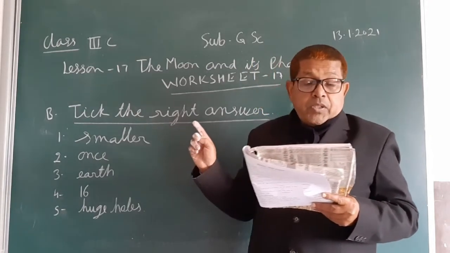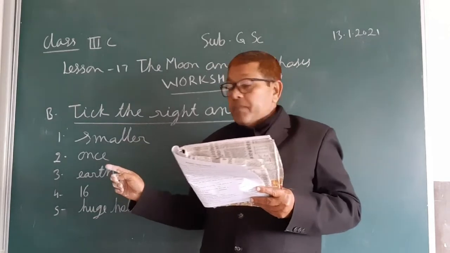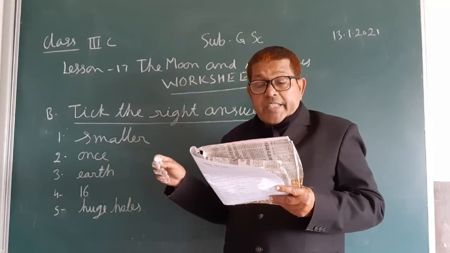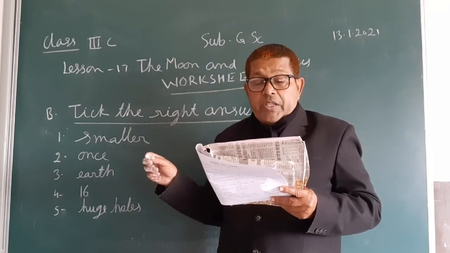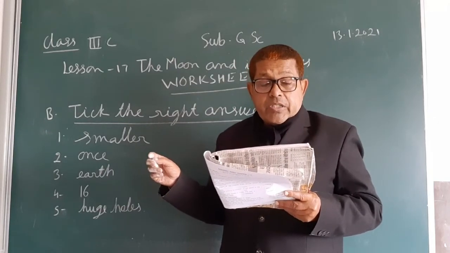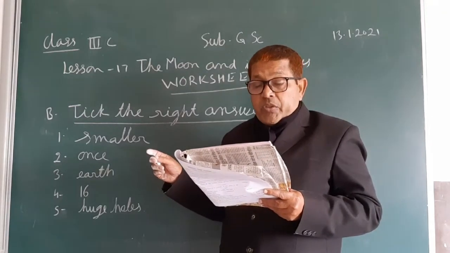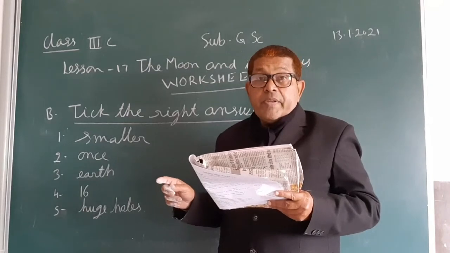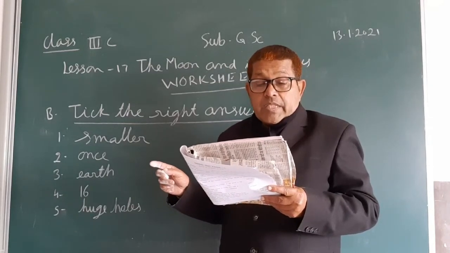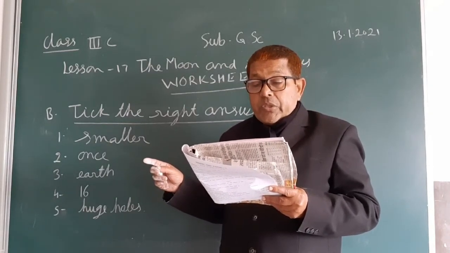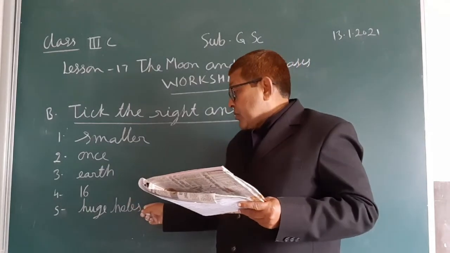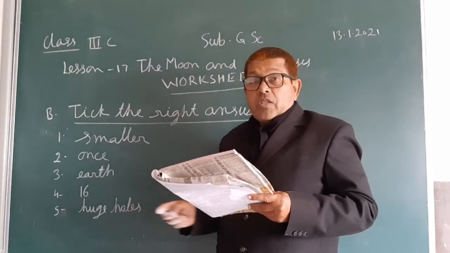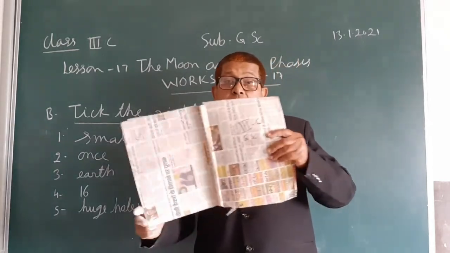Now third, the moon moves around the sun or earth. So correct, the moon moves around the earth. Now fourth, we see the moon in 16 or 8 different phases. So we see the moon in 16 different phases. Now fifth, the surface of the moon has huge holes or no holes. So the surface of the moon has huge holes. So thank you. That's part of it.